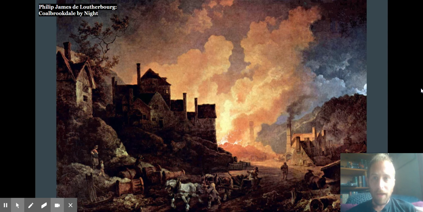So this is a painting. If you search Industrial Revolution paintings, you'll find this one. It's both in your textbook and it was the first thing that popped up on Google. This is called Coalbrookdale by Night.